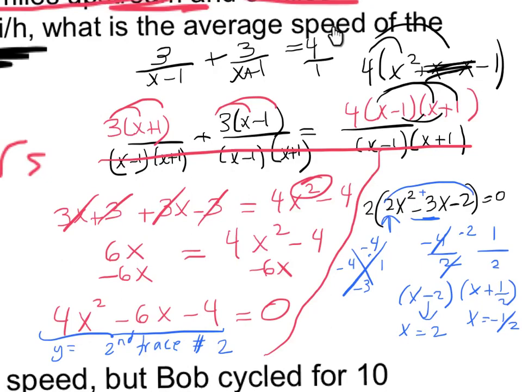Since we are talking about speed, speed can never be a negative. So you disregard this answer. Your answer would be 2. And what's the unit? Miles per hour, and you are right.